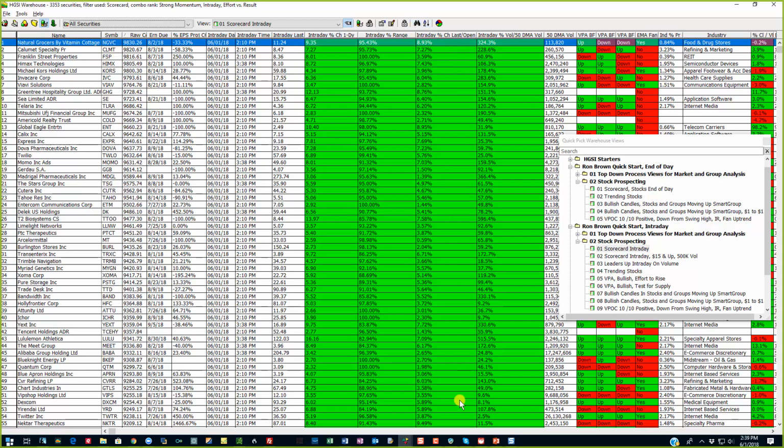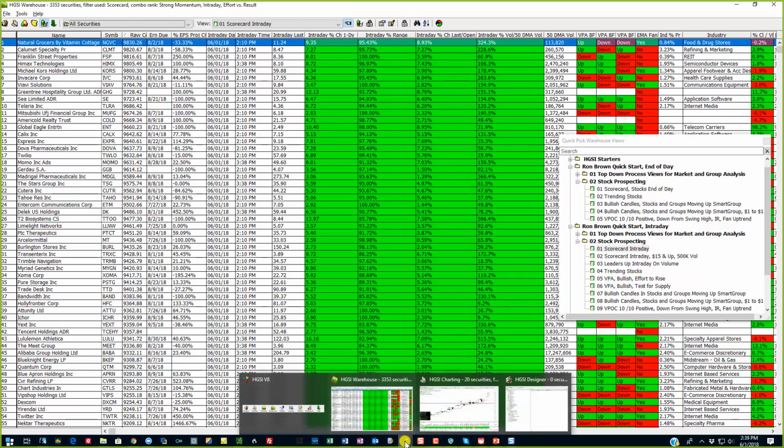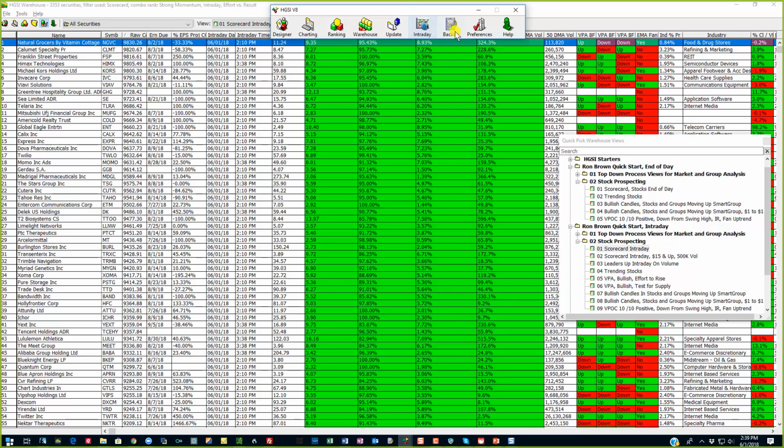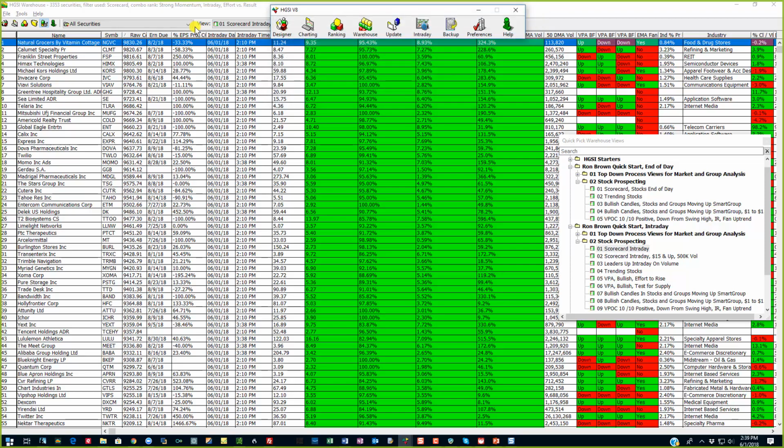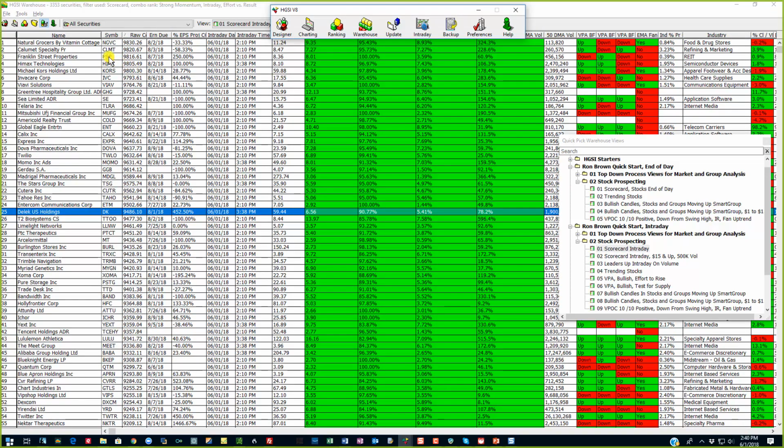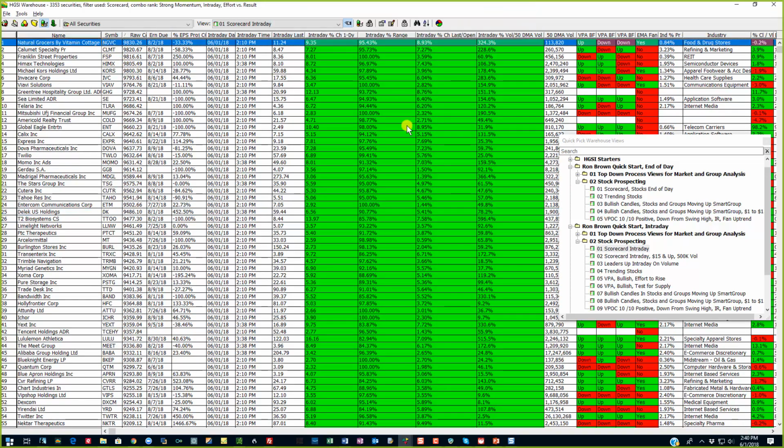Now, you may not want to update automatically if you're not sitting here staring at the screen, so you have options. Intraday is enabled, but here are the options. You can see that I'm using Thinkorswim and updating intraday every 5 minutes. So essentially, I have real-time quotes, and that's quite a deal, really, because I use Thinkorswim anyway for my trading platform, so I don't have to pay anything additional for intraday quotes.